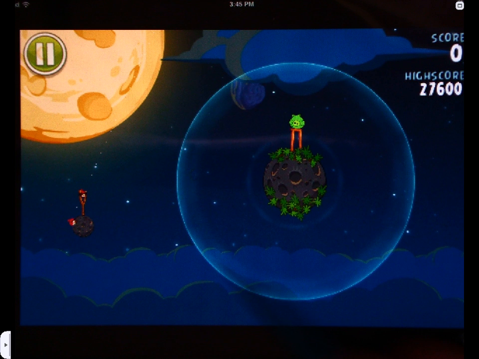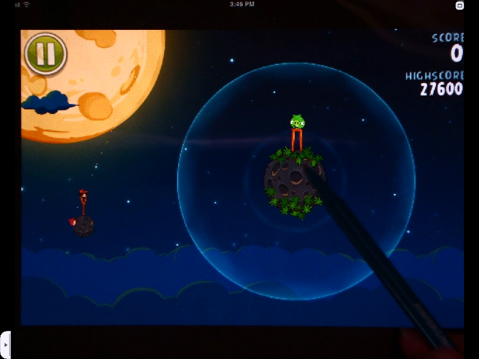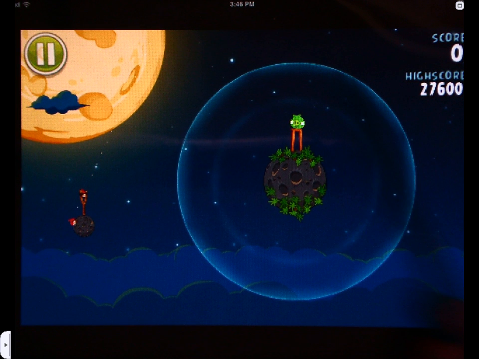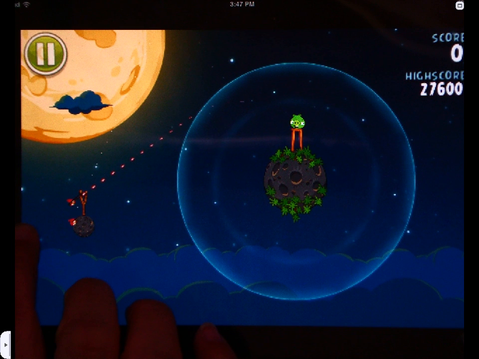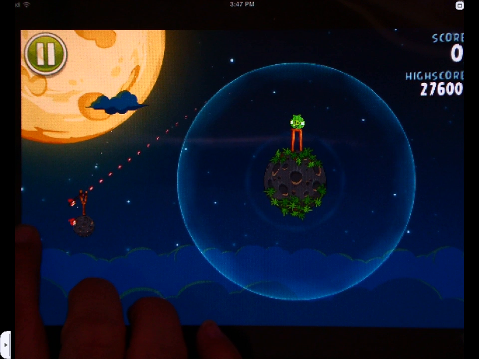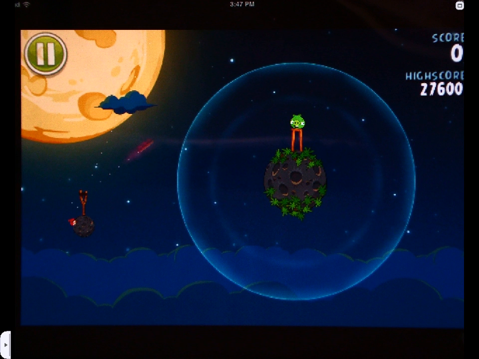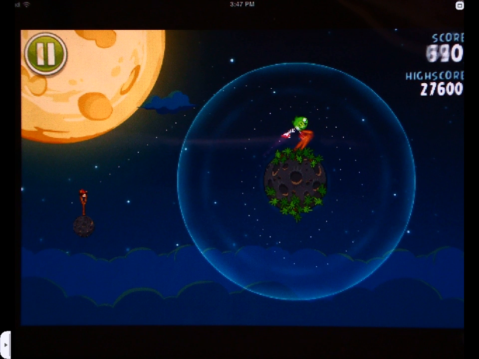So if I take my Angry Bird and I aim it just to the outer area of the gravitational pull, pay attention to what happens to the bird as it gets sucked into the gravitational pull. You'll notice that it'll go around the planet a couple times before it actually hits what you want it to hit. This is because the gravity on the outside of the gravitational field isn't as strong.